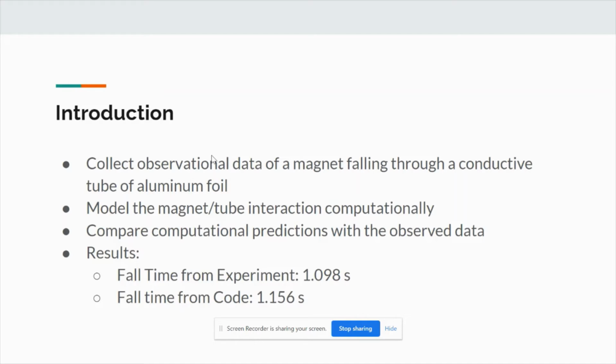Our results from the lab, as well as the code from the experiment: we got 1.098 seconds for the magnet falling through the tube, and the code said 1.156 seconds.